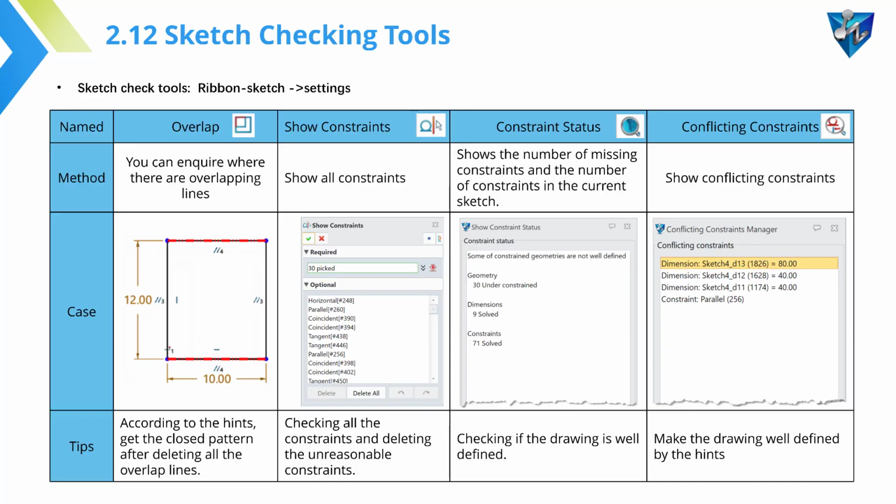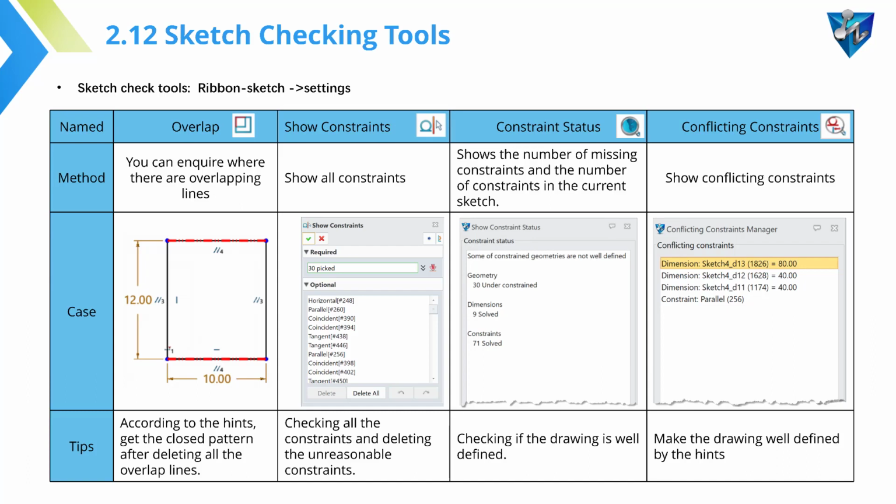In this part, I will introduce the sketch checking tools, which can also be found under the sketch ribbon. As you can see from this slide, we provide 4 different kinds of sketch checking tools. The first one is the overlap checking. With the overlap checking, you can check whether there are any overlapping lines on the sketch. And when you find some overlap, you can delete the overlapping line.